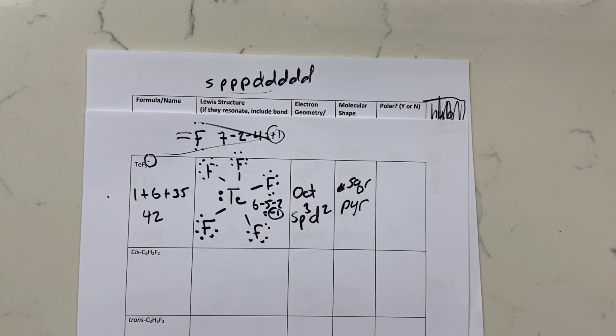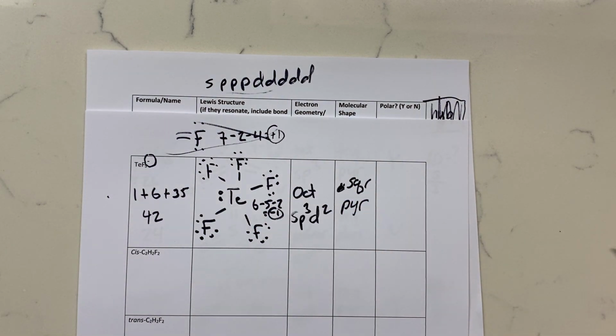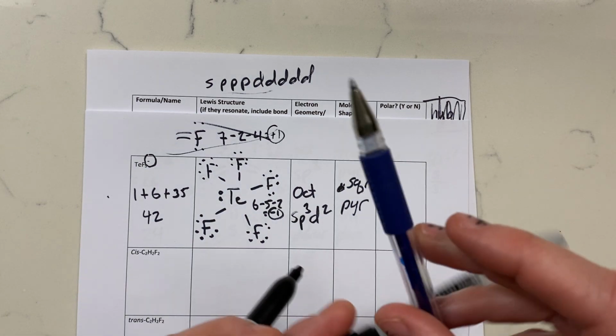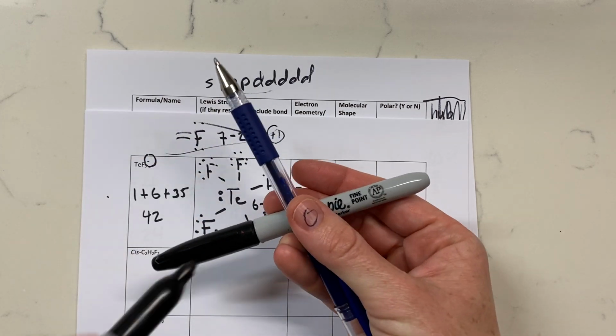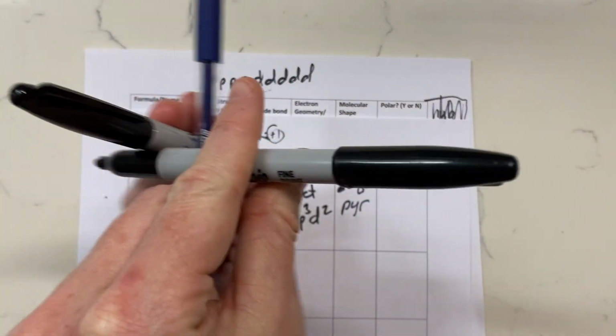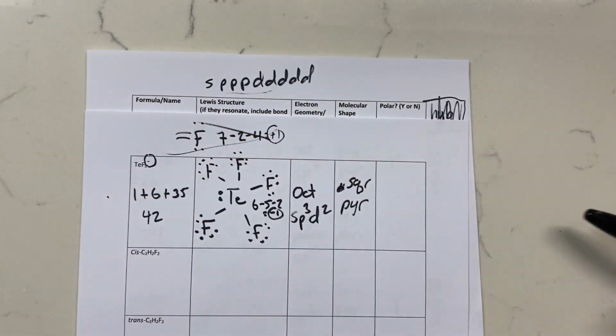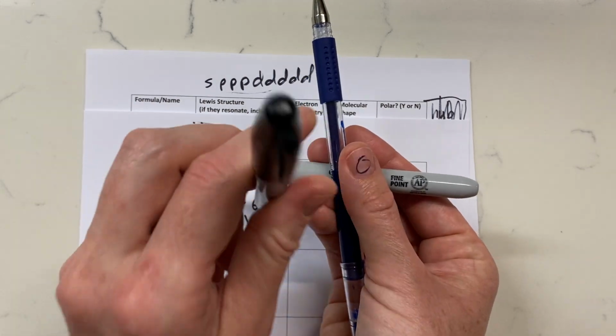Is it polar? So square pyramidal. I don't think I can do it with my fingers. Square pyramidal is like this, where you'd have 1 fluorine there, 1 fluorine there, 1 fluorine there, 1 fluorine there, and 1 fluorine at the top. Beautiful, right? And so these all cancel each other out, but this one right here will be pulling the tellurium up.